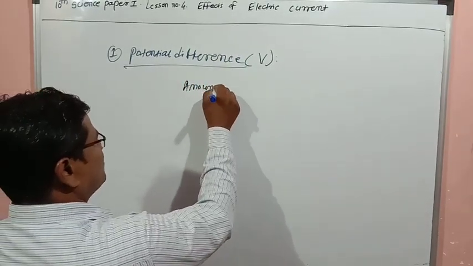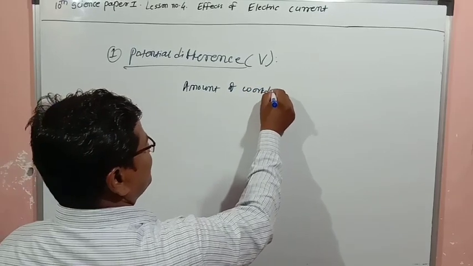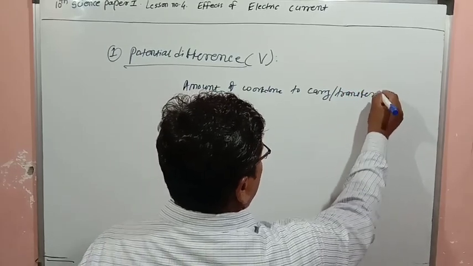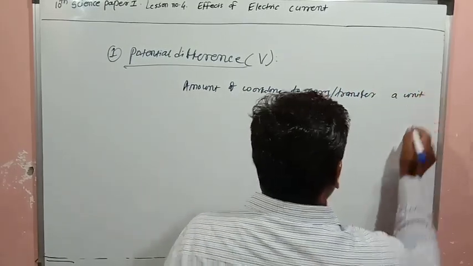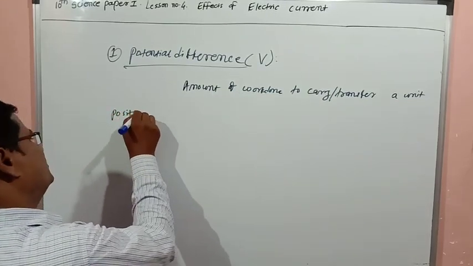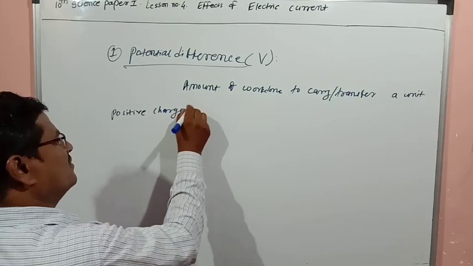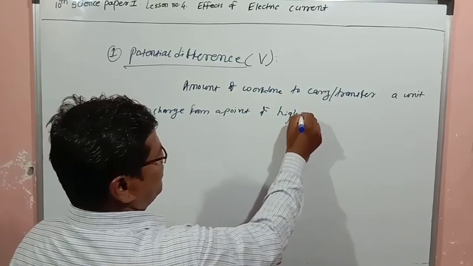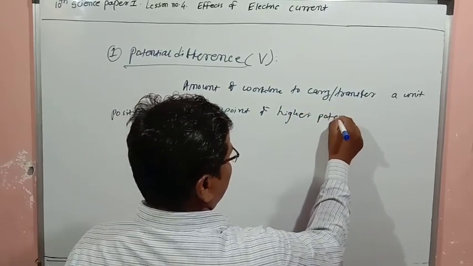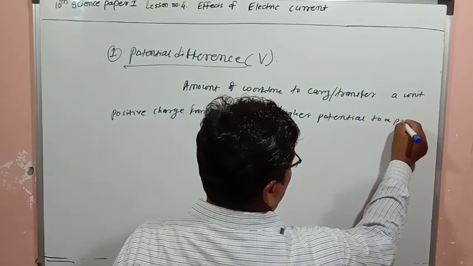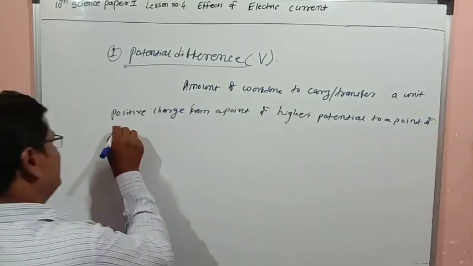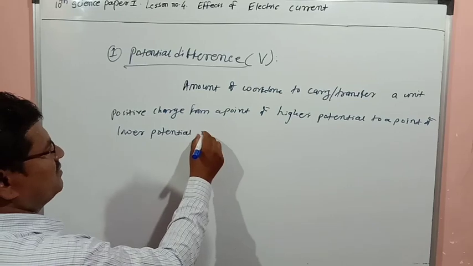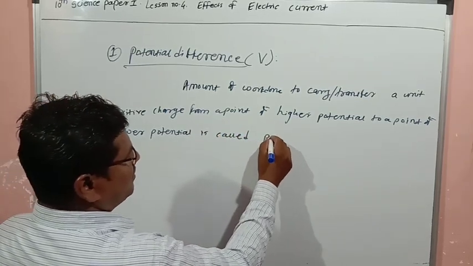Amount of work done to carry or to transfer a unit positive charge from a point of higher potential to a point of lower potential is called potential difference.